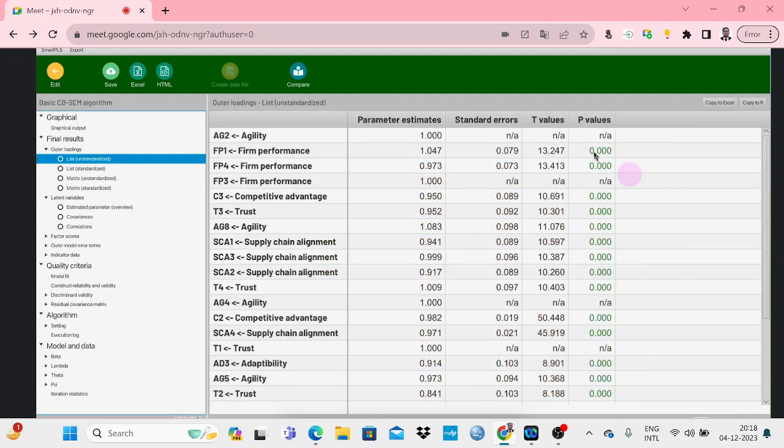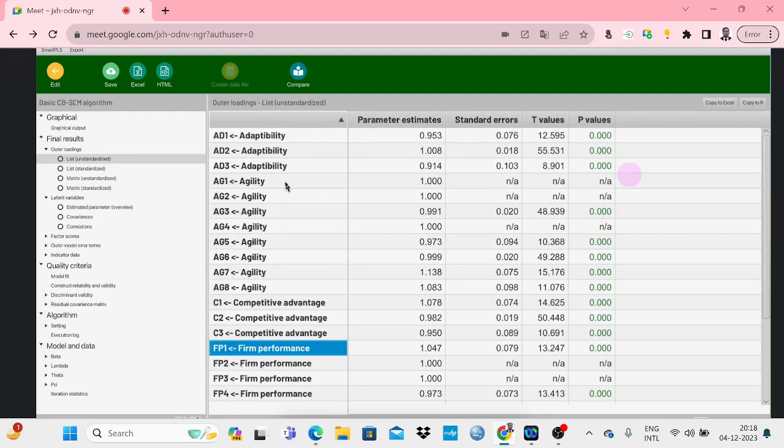Now in this outer loading section, if we go to the first option, list unstandardized, you can see that we have t value and p value also. This is the same as regression, because we are doing some kind of prediction here. We get an estimate, then the standard error, and if we divide the estimate by the standard error, we get the t value and the p value. So we can see here, for example, firm performance.